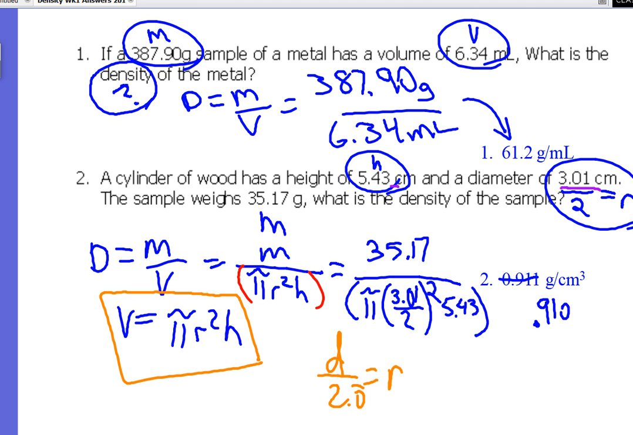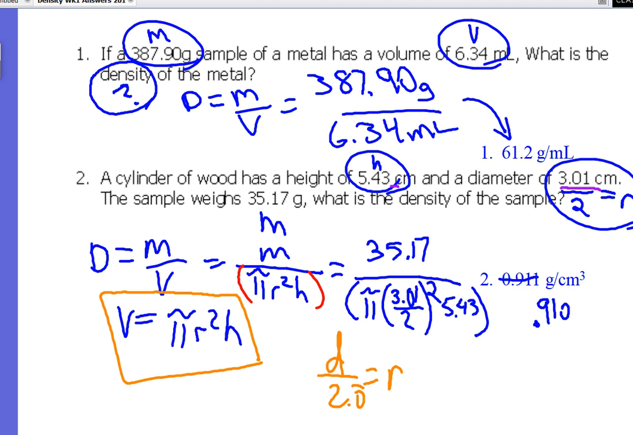Mass over volume, solve. The answer has 3 significant figures because you're limited by the 3 sig figs in 6.34 milliliters. Also, notice that the units are grams over milliliters and they don't simplify, so they're both in the answer as grams slash milliliters, grams over milliliters.